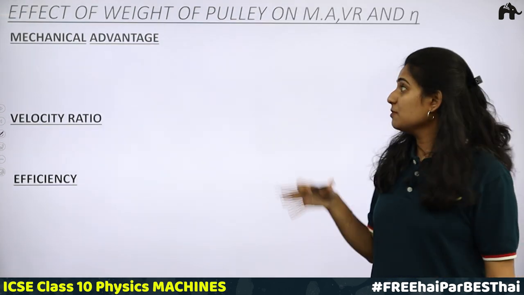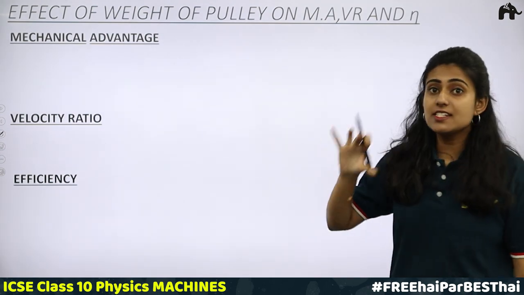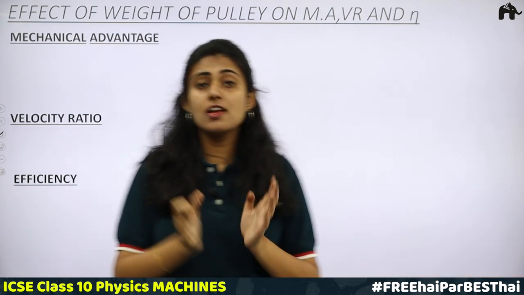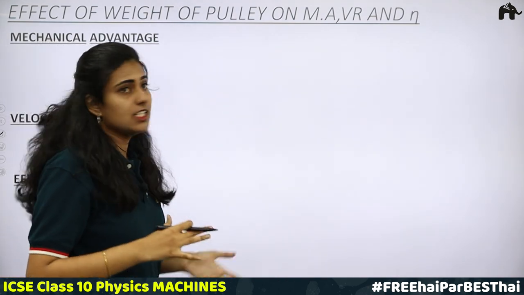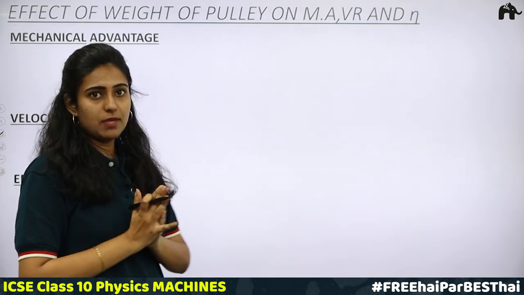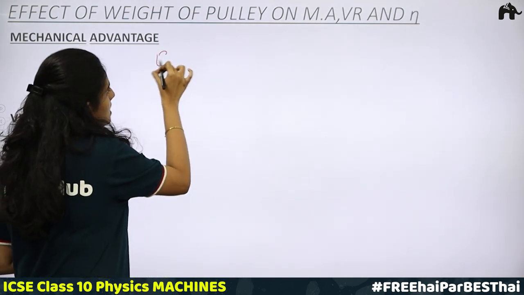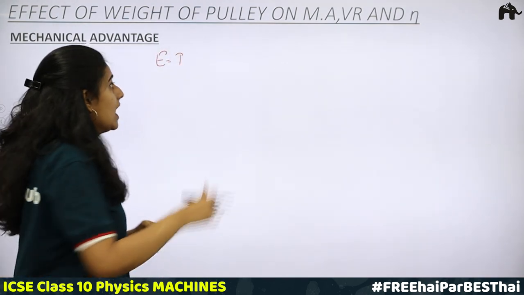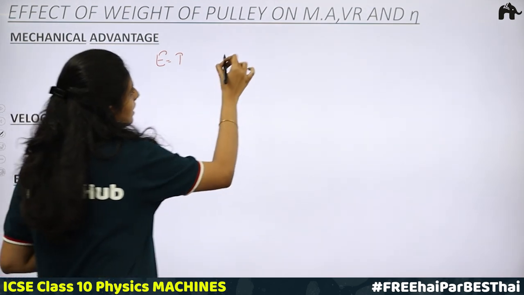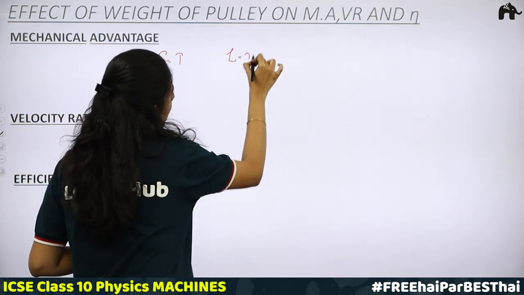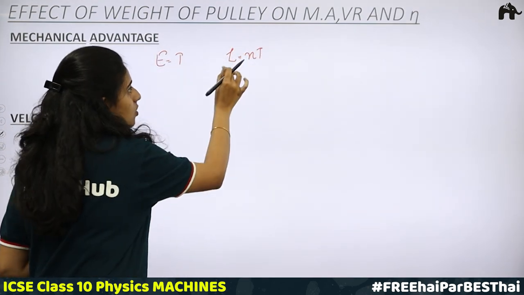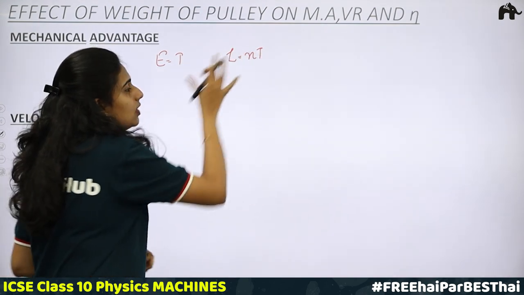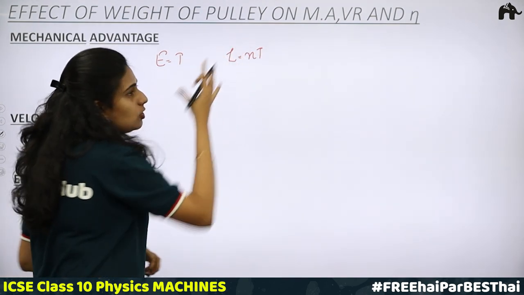Now, when you consider a system of N number of pulleys and we are considering the weight of the pulley as well, not just the load, but the weight of pulley is also considered. In that case, what is your mechanical advantage, velocity ratio and efficiency? This is not the ideal case. This is the actual case that we are considering. First, to calculate the mechanical advantage, we know that the effort is the tension that is created. In the ideal case, we got that the load will be equal to N times the tension. If there is just one pulley considered, then load is equal to tension. Two pulleys, load is equal to 2 times tension. Three pulleys, load is equal to 3 times tension.